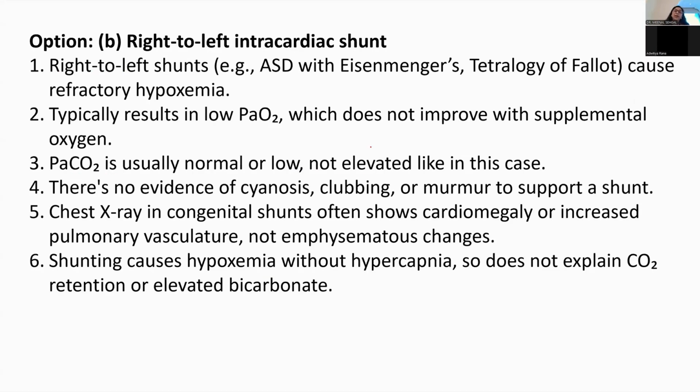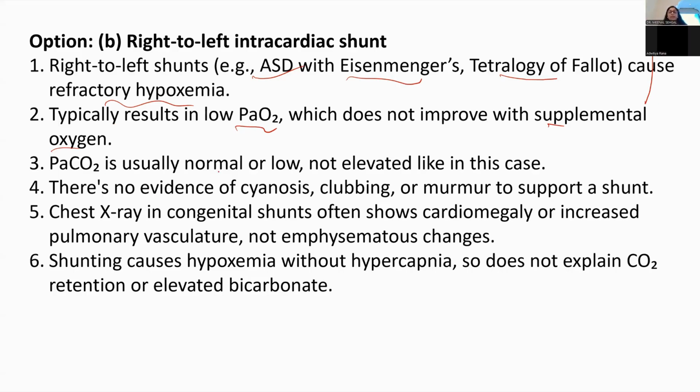So can it be right to left intracardiac shunt? What happens in right to left intracardiac shunt? Conditions like ASD with Eisenmenger's complex, TOF, these will all cause what? Refractory hypoxemia, and that will cause low PaO2, which is seen in our patient also, but it will not improve with supplemental oxygen, because whatever oxygen you give, the blood is not reaching the lungs at all. It is getting shunted directly from right to left.